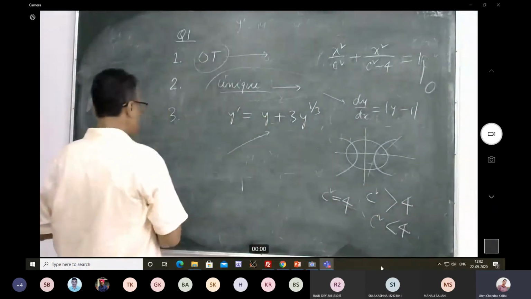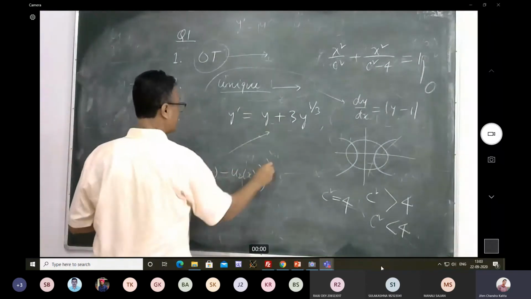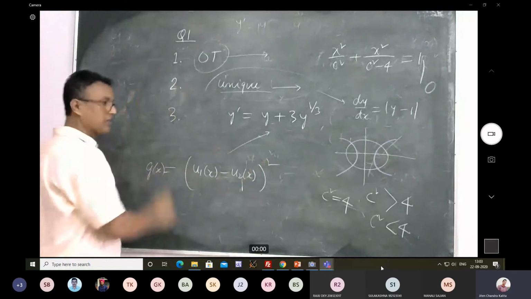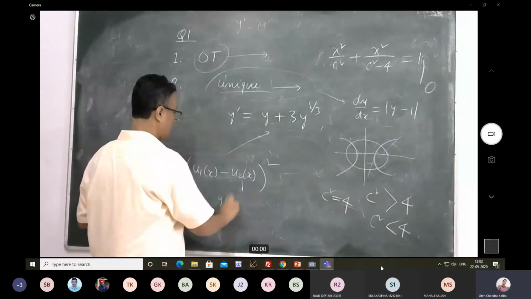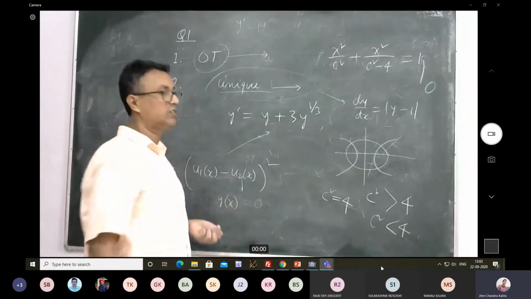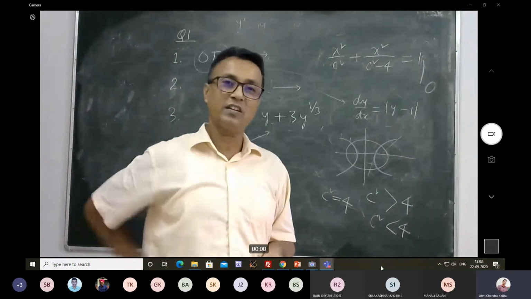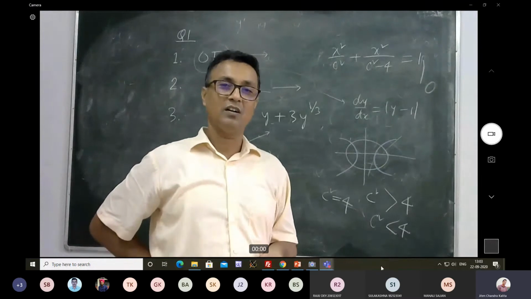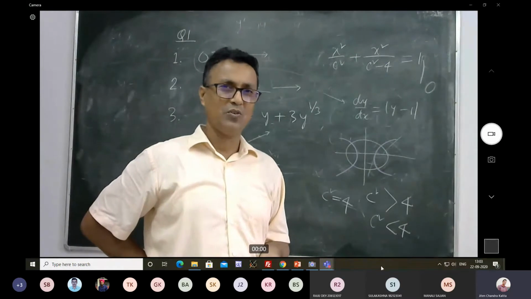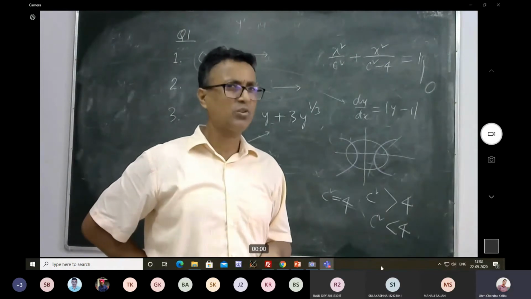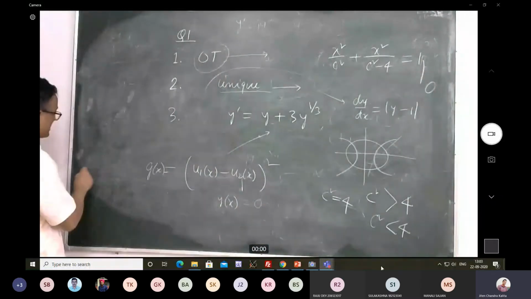And many were trying to do something like u1(x) minus u2(x) whole squared equal to g(x). From there you were trying to prove that g(x) is simply 0 by claiming that it is monotonically decreasing, its first order derivative is always positive. You were trying to do something like that. But I fail to understand how you can claim something like this.